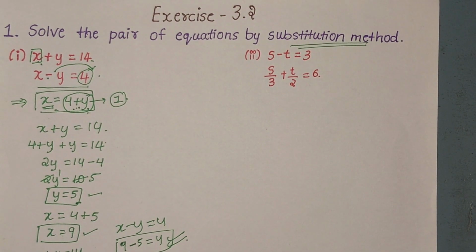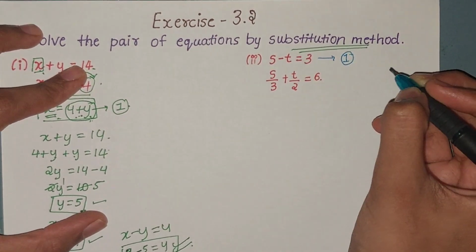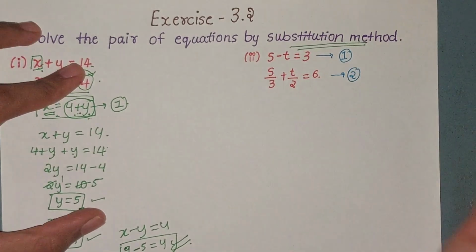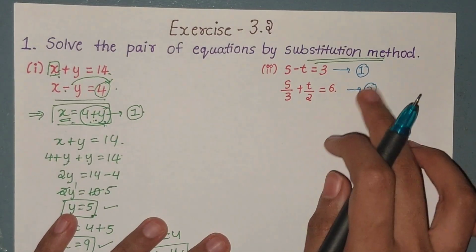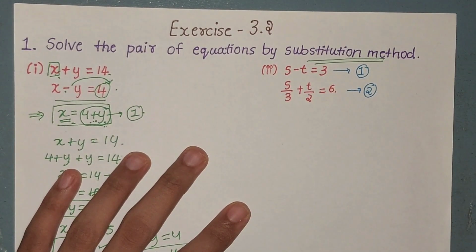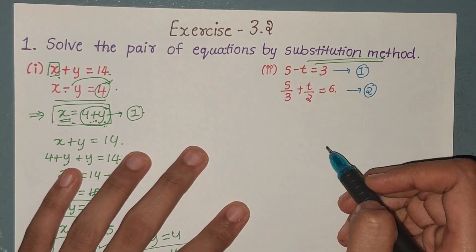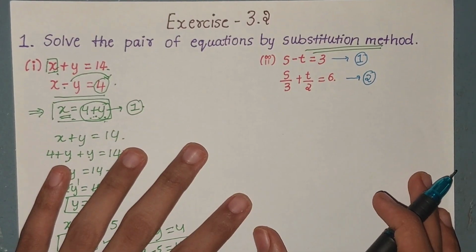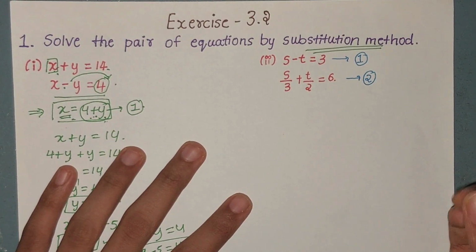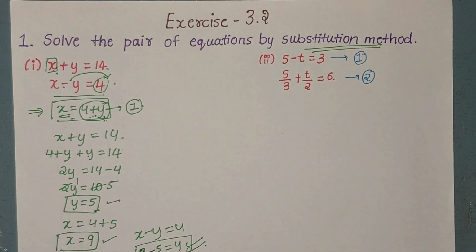Moving on to the next question, which is s minus t is equal to 3, s by 3 plus t by 2 is equal to 6. Now first let me assume this is equation number 1 and this is equation number 2. Doing it like this will make it easier. So whenever you get the question in the exam, first write the equations as given and assume them as 1 and 2. It will make everything clear to the examiner, and he or she feels the student has done it so neatly.